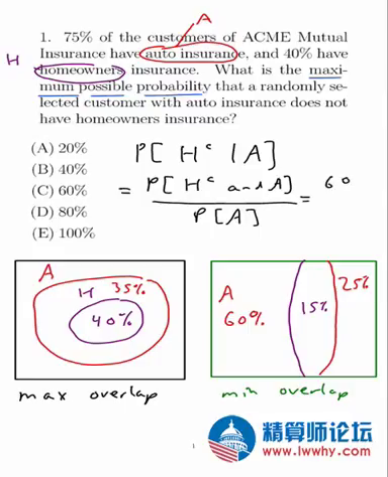So my final answer is going to be 60% divided by the probability of A, which is 75%. And so I get D.